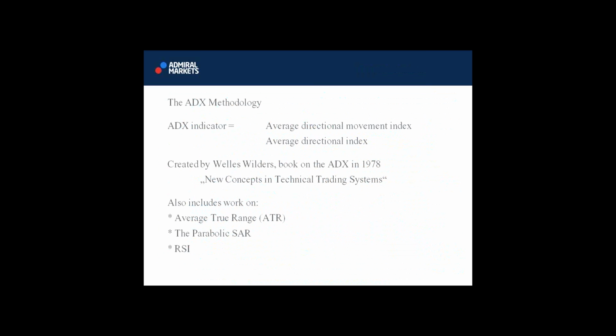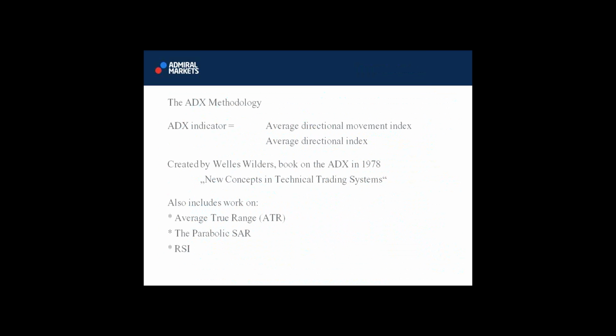So what is the ADX indicator? It's called the ADX because it's the average directional movement index, or some say the average directional index. It was created by Wilder in 1978, when there were no computers really that accessible or available. So that's quite something. The book that introduced it is called New Concepts in Technical Trading Systems. If you are curious, you can take a look.